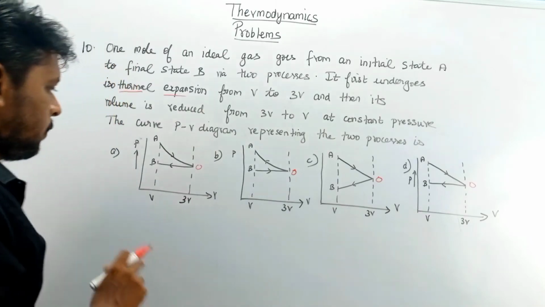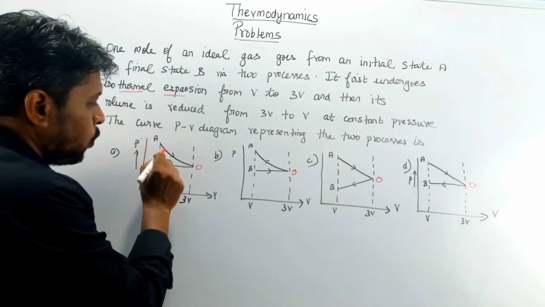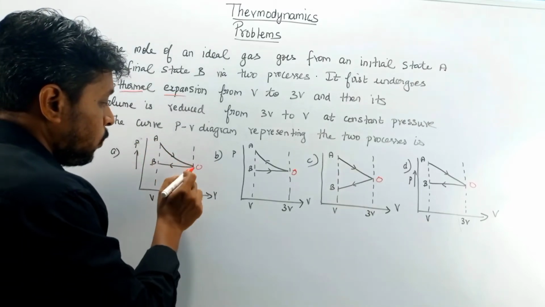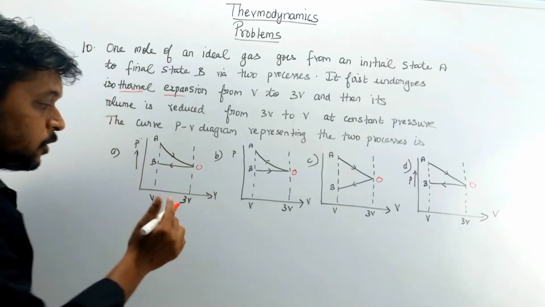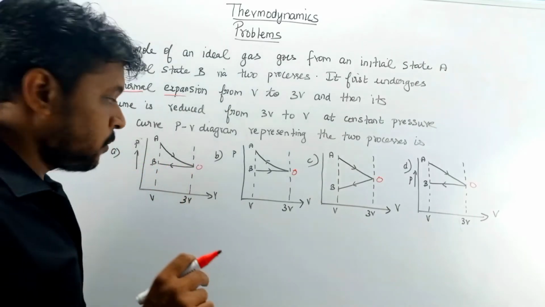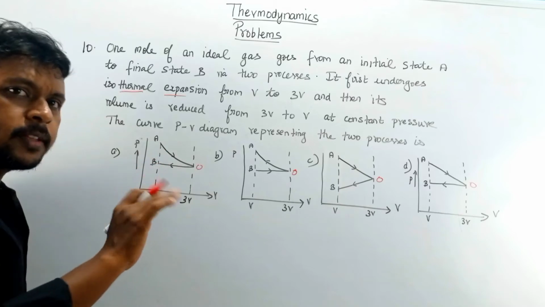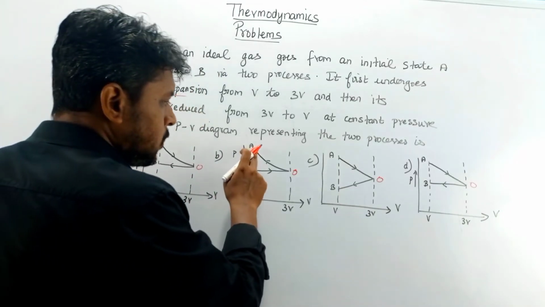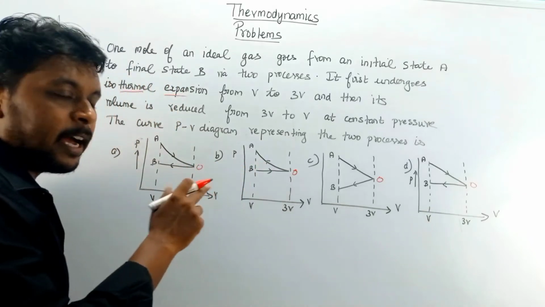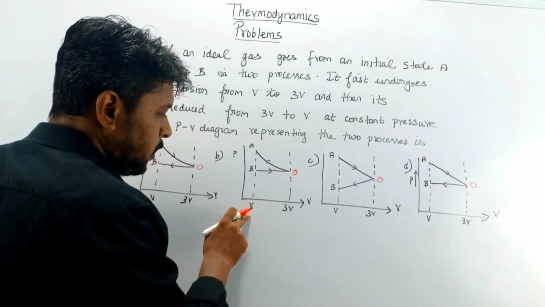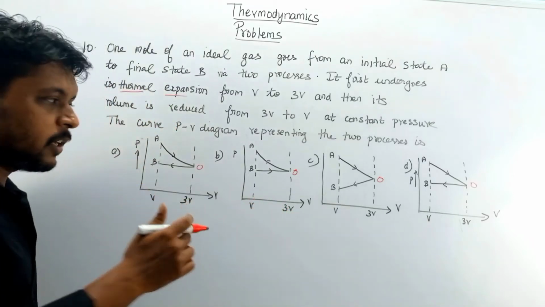From option A we see that A to O is correctly represented as an isothermal process, and O to B is compressed from 3V to V by a constant pressure process. So A is okay. Now let us see the remaining diagrams. Here it is also isothermal and constant pressure, but the arrow mark is in the opposite direction. From B to O it is moving from V to 3V, so it is not correct.